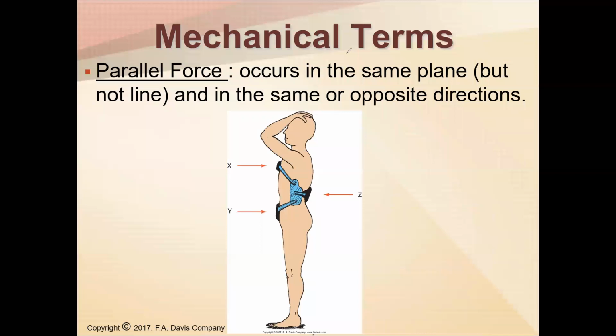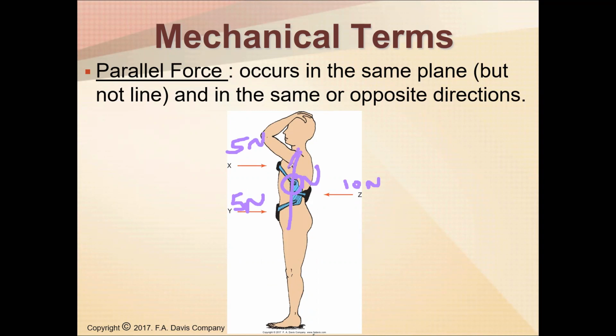I want to change colors. Let's go to purple. Purple sounds good. So there's going to be 5 newtons of force applied there, 5 newtons of force applied there, and probably 10 newtons of force applied here. So my net force is 0 newtons. But the goal is keeping that person straight up and down.